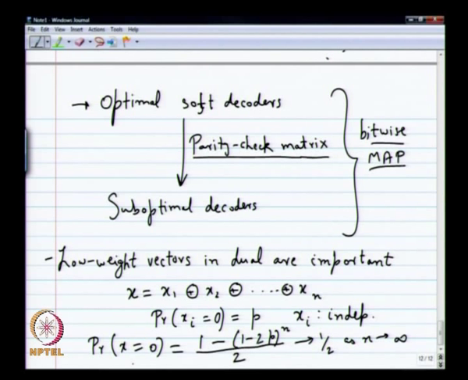Maybe it is 2p minus 1. I don't know, one of those two expressions, depending on which is greater, greater than half or less than half. So anyway, this is the kind of expression you would get.